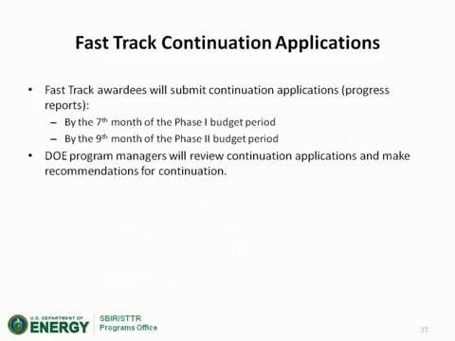As I mentioned, toward the end of your phase 1 budget period, at the 7th month, you would submit a continuation application, which would be reviewed, and if approved, you would start your phase 2 right at the beginning of the 9th month. During the phase 2 budget period, you would also submit a second continuation application to start the second year of your phase 2 budget period.